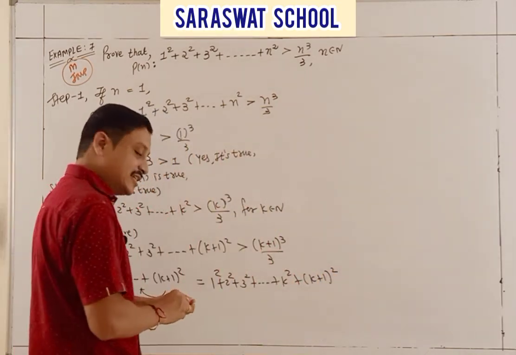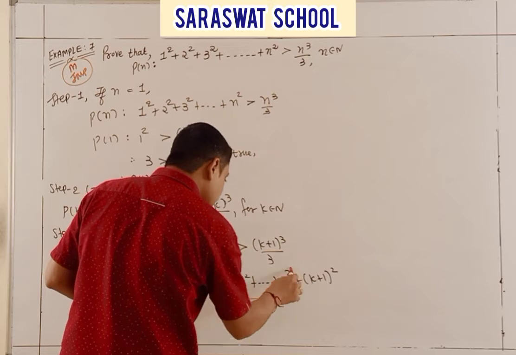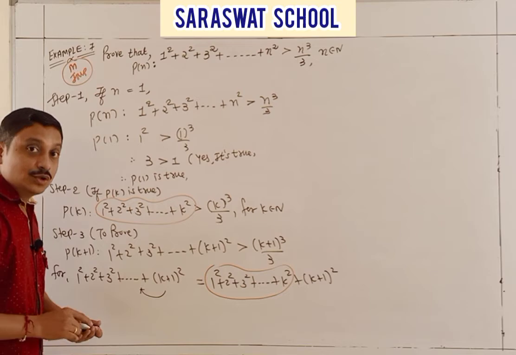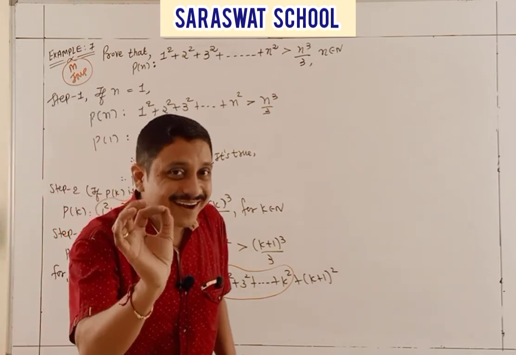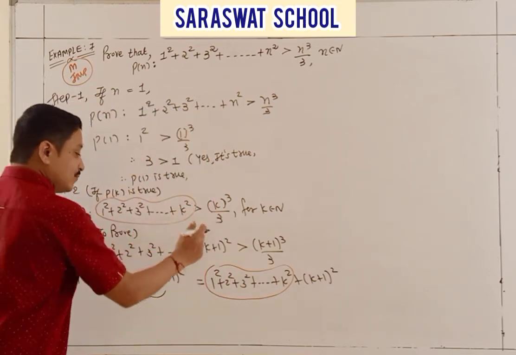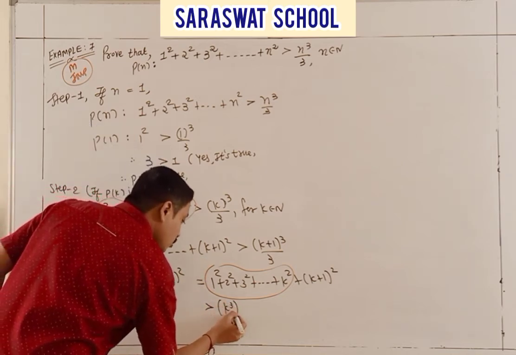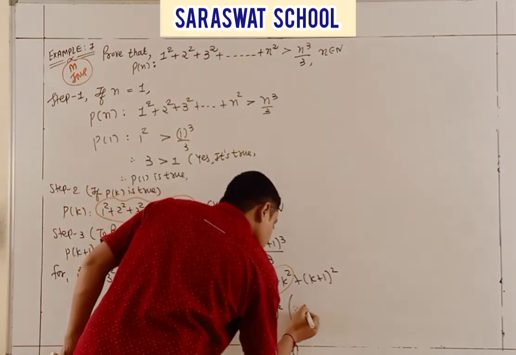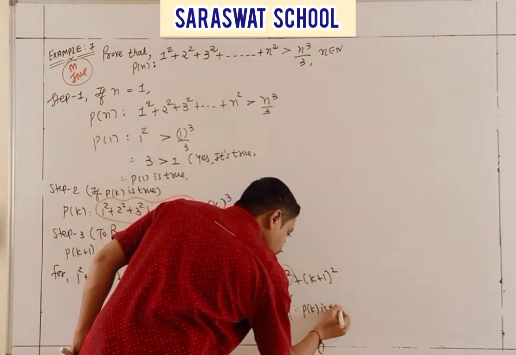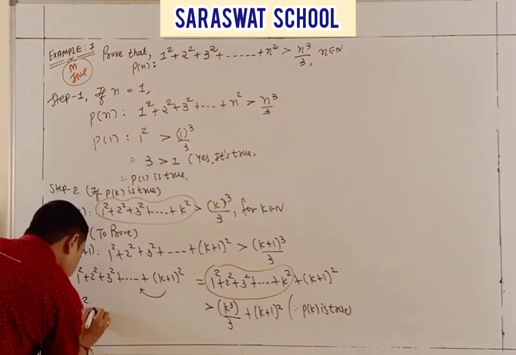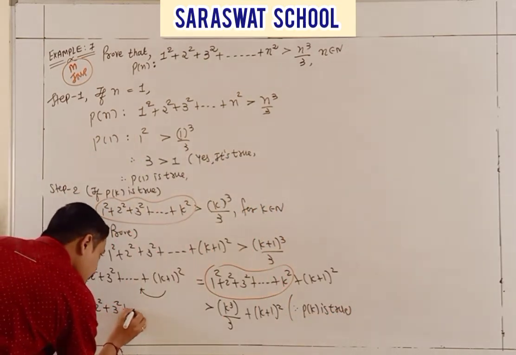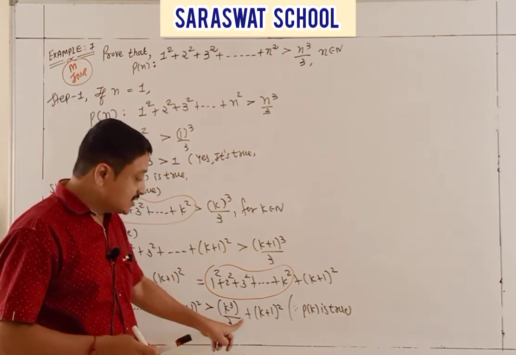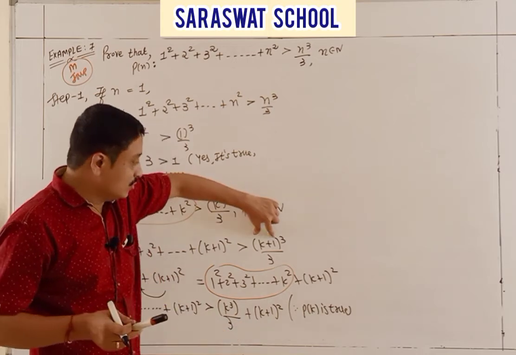And this value I just highlight again for you. That is step number 2. You also highlight it in your notebook for better understanding. And that value is what? Greater than k cube by 3. Here same, and you have written it because P of k is true. This is the same as written: 1 square, 2 square, 3 square up to k plus 1 square. Now check this answer. Is it actually proving it for you?